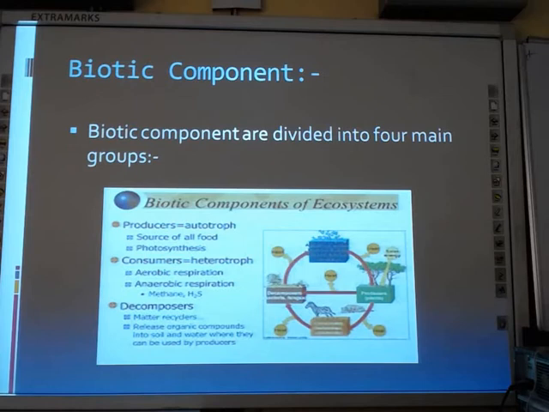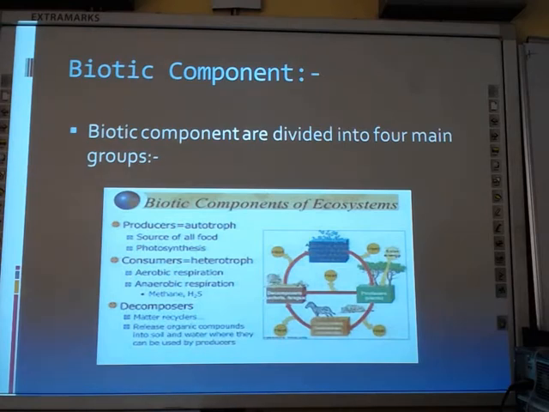For example, photosynthesis is the process which is done by the autotrophs. And the second is consumers. Consumers means us, because we consume other organisms, other plants for our daily requirement of food. Here, consumers are also known as heterotrophs, meaning the organisms which depend on other organisms for their food.